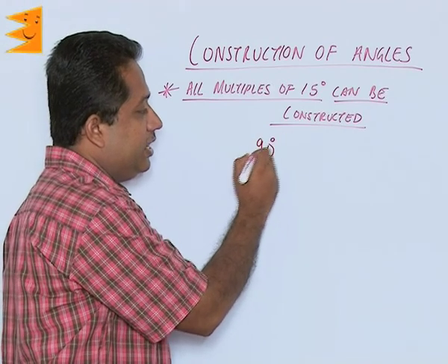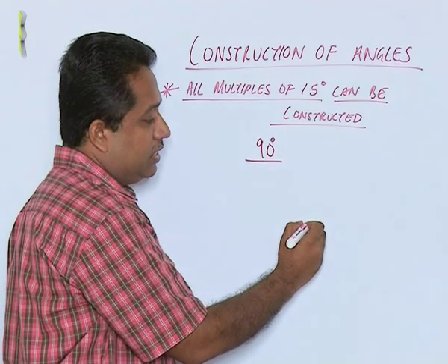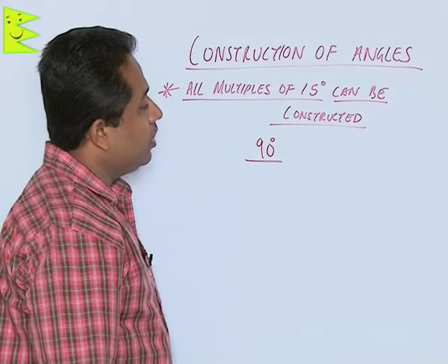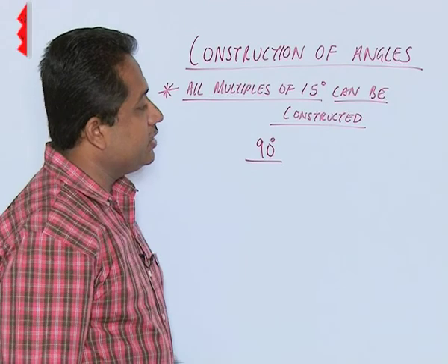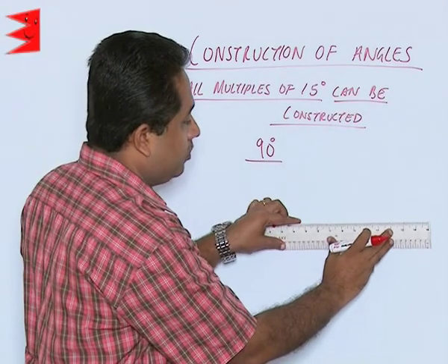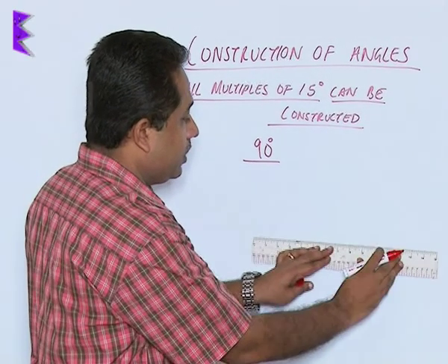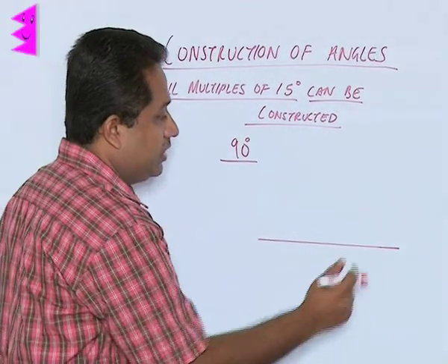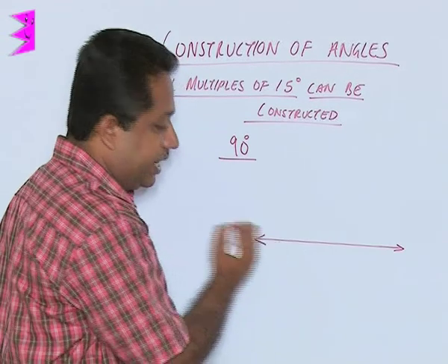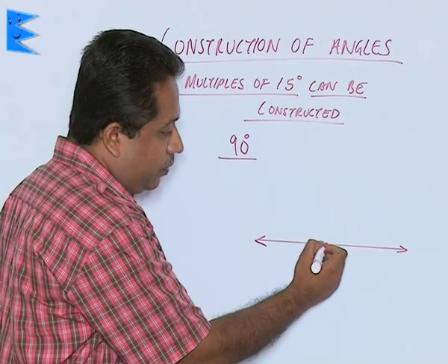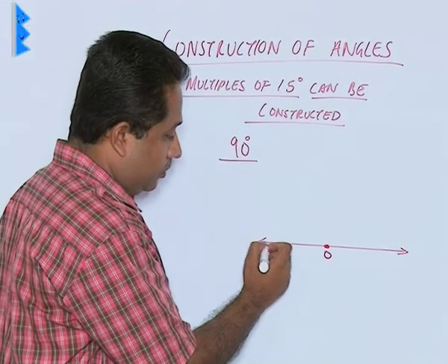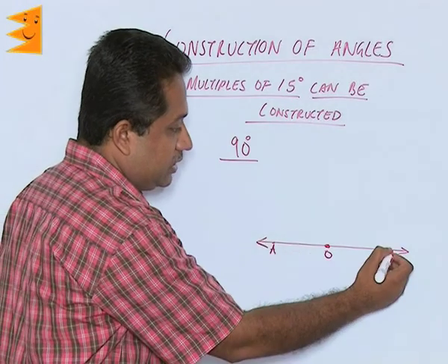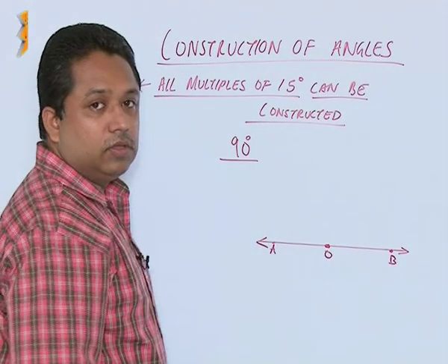Starting with 90 degrees, you will have to take a line AB, and drawing 90 degrees is pretty easy. Just draw a line AB here. Now since it is a line, it will extend on both directions. Take any point, let us assume that this point is O. Let us assume that this is a line AB.